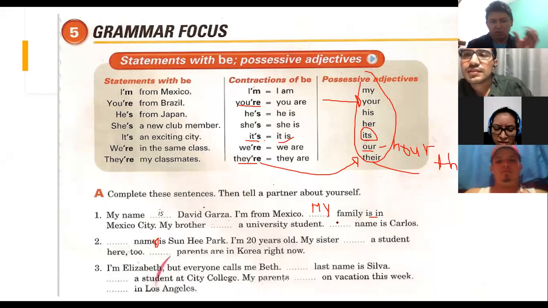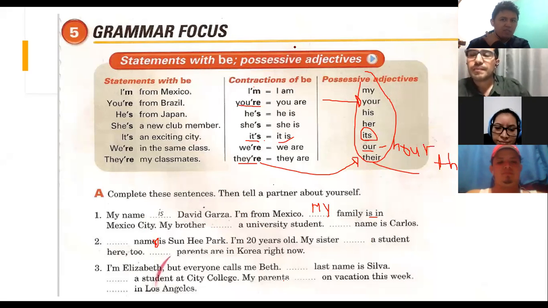Eso se llama conectores de sonido or link sounds. Like, my name is David Garza. I'm from Mexico City. My family is in Mexico. My brother is a university student. And my name is Carlos, or his name is Carlos in this case. Thank you, Frank.